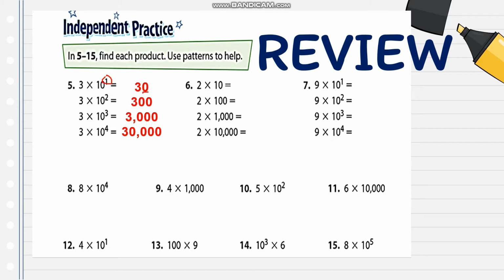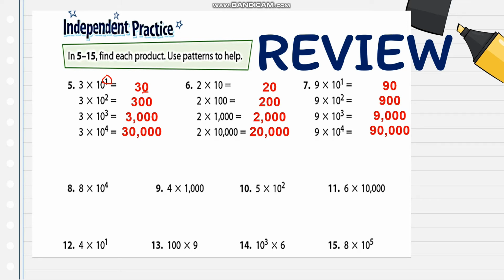Number 6. 2 multiplied by 10 is 20. 2 multiplied by 100 is 200. 2 multiplied by 1,000 is 2,000. 2 multiplied by 10,000 is 20,000. 9 multiplied by 10 to the first power is 90. 9 times 10 squared is 900. 9 multiplied by 10 cubed is 9,000. 9 multiplied by 10 to the fourth power is 90,000.